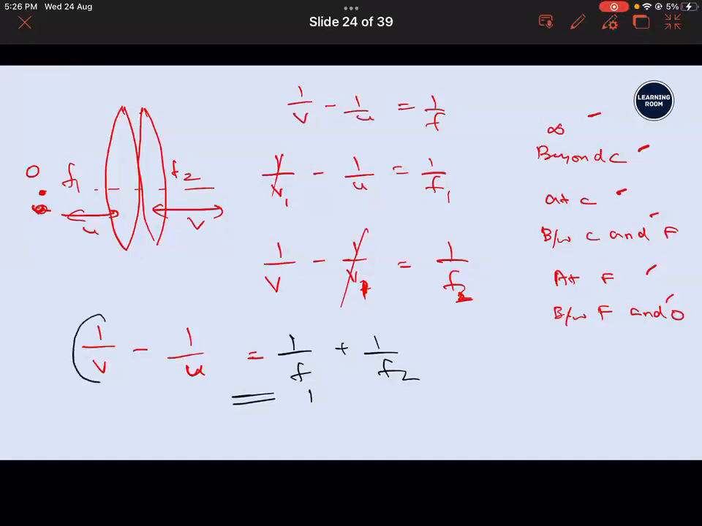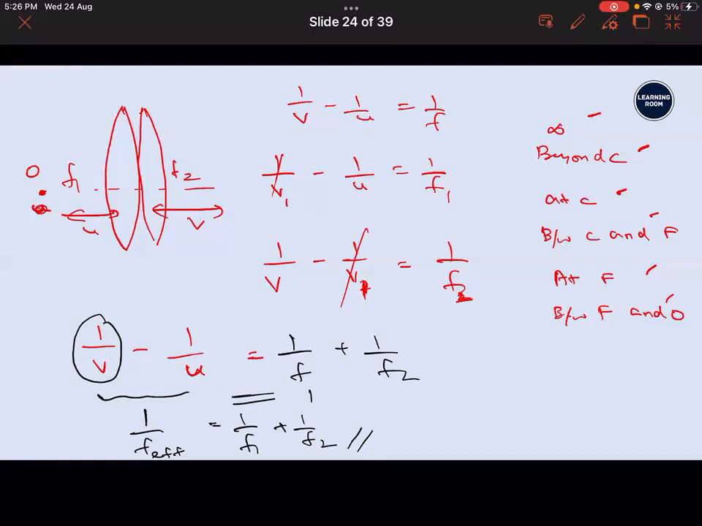Clear? So what I can say is, this 1 by v minus 1 by u, I'll call it 1 by f effective, which will be equal to 1 by f1 plus 1 by f2. v is the image formed after multiple refractions. U is the initial object. So like this, if you keep 3 more lenses in contact, what will happen? You will have v1, v2, v3, v4, but all of them get nullified. They all cancel. In the end you will only have 1 by v minus 1 by u as 1 by f1 plus 1 by f2. So that's what happens.